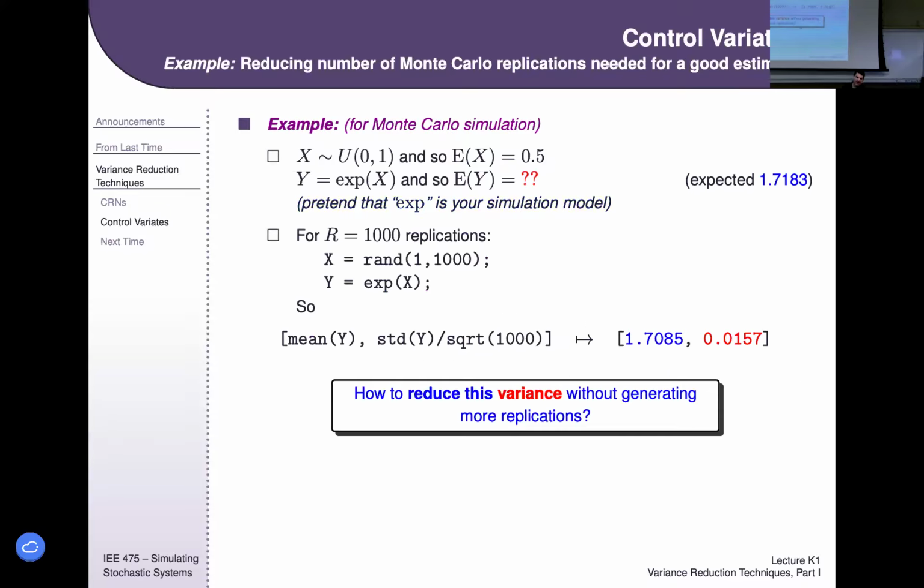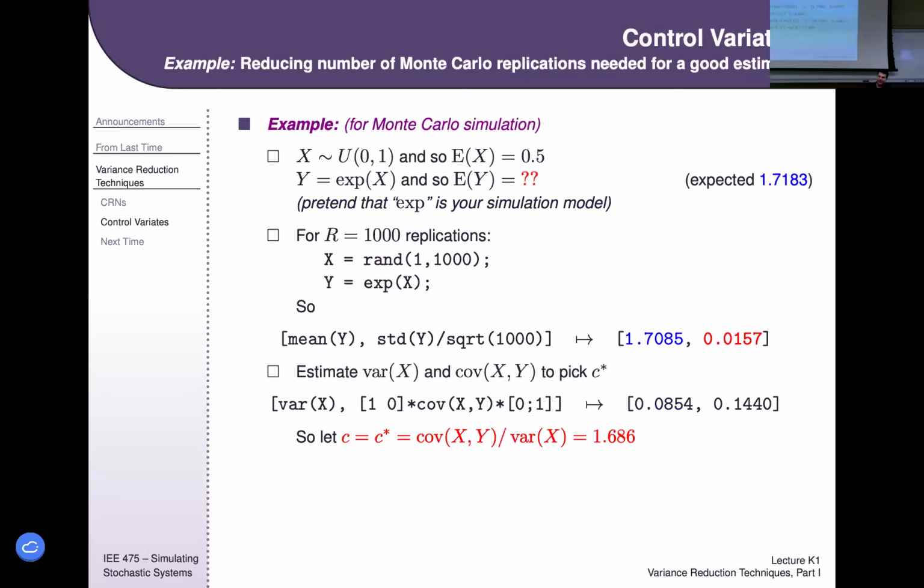So I want to do that with simulation. So I'm going to draw a bunch of random temperatures or random inputs here. I'm going to generate a bunch of random outputs. And then from those outputs, I can calculate a mean and a standard error of the mean. That's here, mean, standard error of the mean. So how do I reduce my variance without adding more replications? I don't want to run more than 1,000 replications.